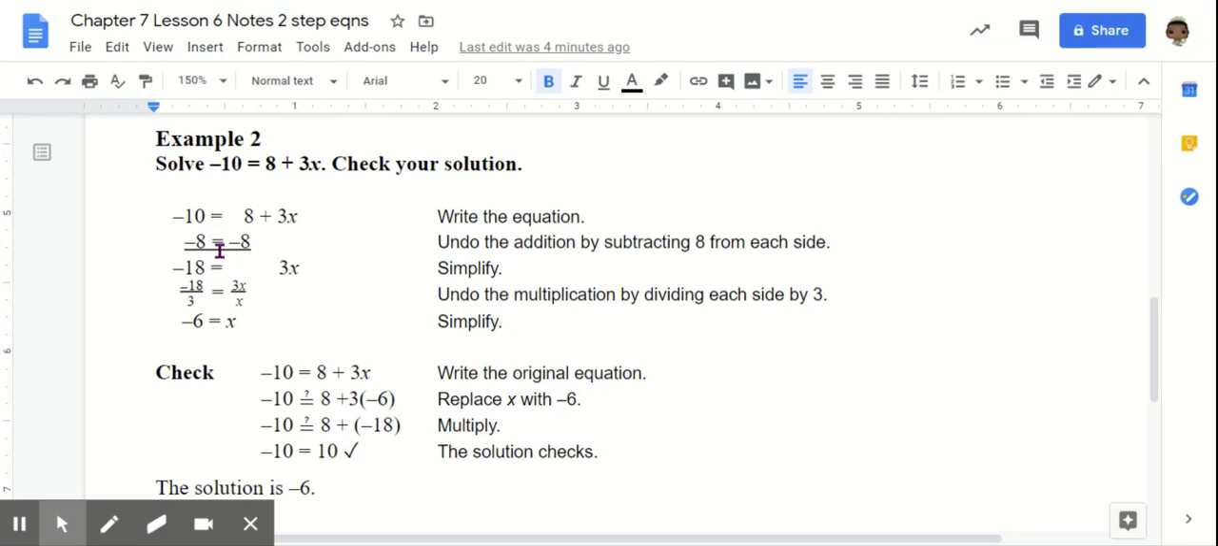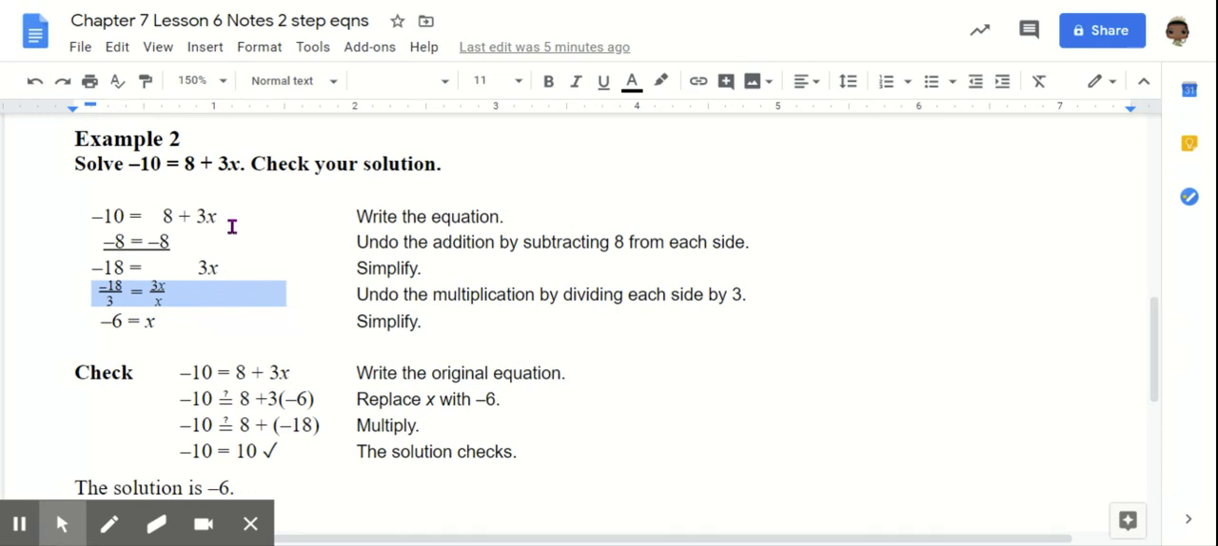plus a negative 8 gives me 0. We don't have to write the 0, but we bring 3x down. So now our equation is 3x equals negative 18. Now we're going to undo the multiplication by dividing each side by 3. I see there's an error here. That should say 3x divided by 3 here, and I'll fix it on your paper. So negative 18 divided by 3 gives us negative 6. 3 divided by 3, that should be a 3 right there, gives us 1x. x equals negative 6.